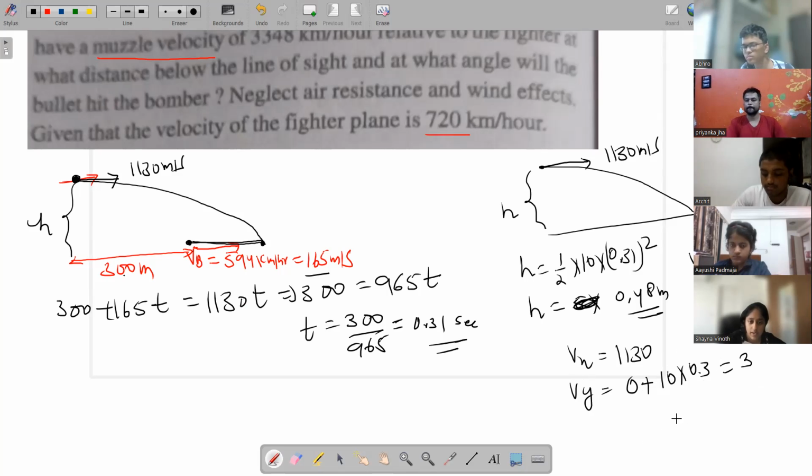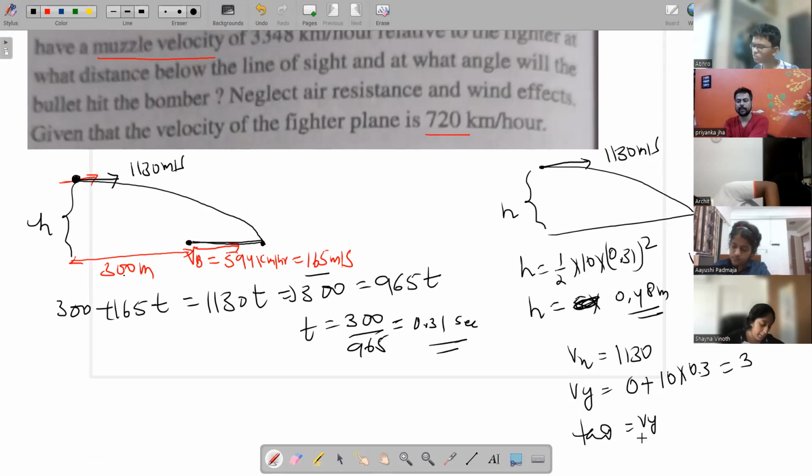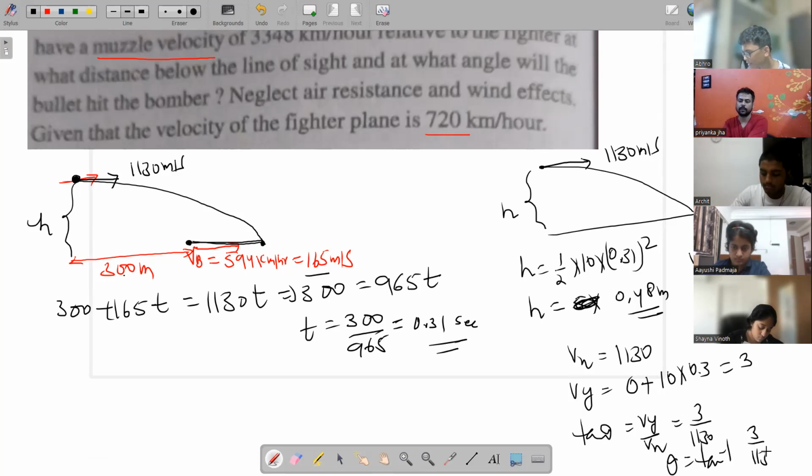How did you get Vx equals 1130? Because in projectile we know that initially it has a horizontal component of the velocity 1130 meter per second, and there is no force, no acceleration along the x-axis, so it is not going to change. And now, if you use this vector, this will also be Vy. So tan theta is Vy upon Vx. Vy is 3, and this is very bad. So tan inverse 3 upon 1130.